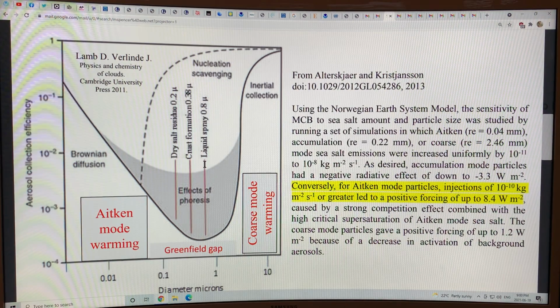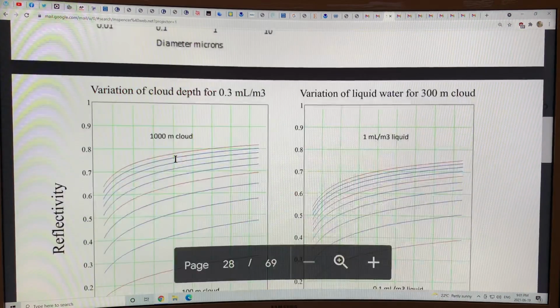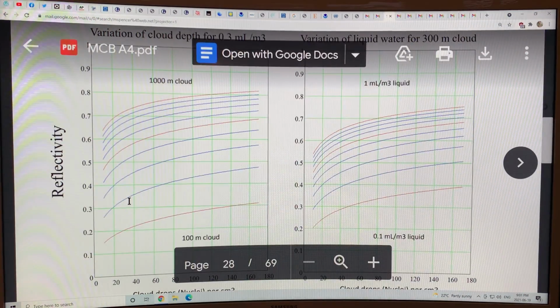So the liquid spray is 0.8 micron. If we get this crust formation, it's about half of 0.8. That's the size that you end up with. It's stable. But if all of the water completely evaporates, you get a dry salt residue, which is about 0.2 micron. Okay, and here is the reflectivity of clouds.